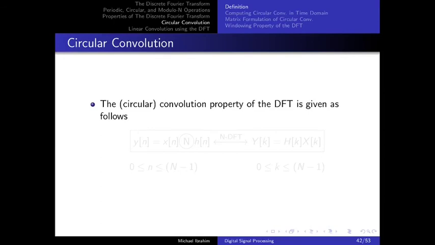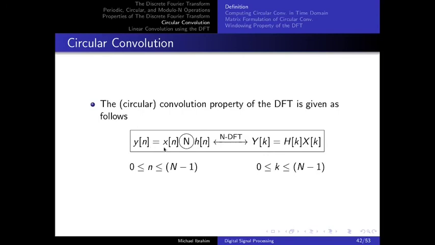And the circular convolution property in DFT goes as follows. The circular convolution performed in time domain is equivalent to multiplying H of k and X of k in k domain, or frequency domain. So n-point circular convolution is multiplication of the corresponding DFT coefficients, H of k and X of k.